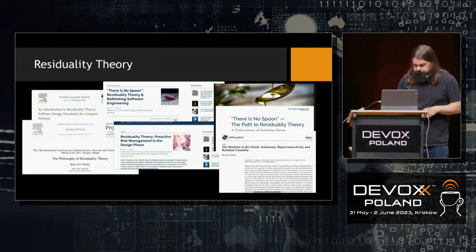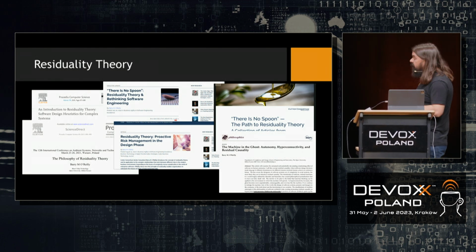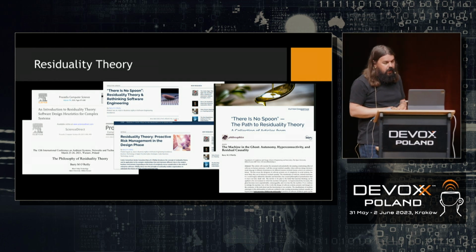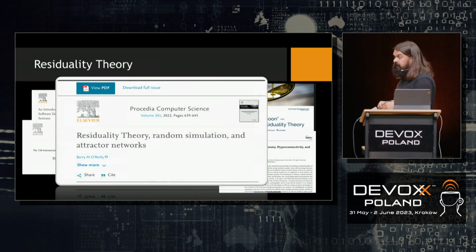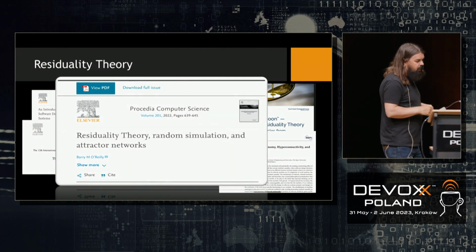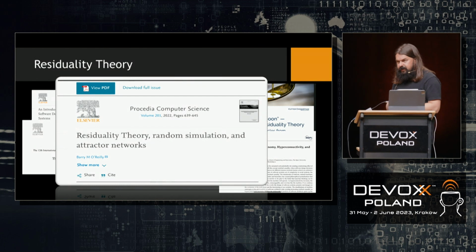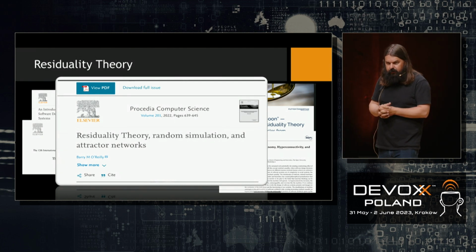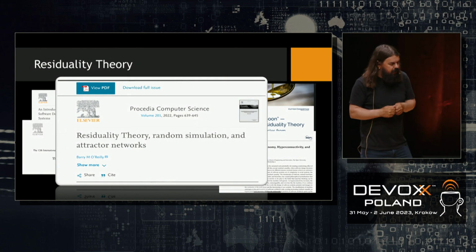Most of these ideas have been captured in a fair number of academic articles published in computer science journals and in philosophy journals. Most of what you've seen here today is in this article, Residuality Theory, Random Simulation, and Attractor Networks, which talks about all of the things that we've looked at here today. And so I hope that you find these ideas useful. Some people find this to be very, very challenging. It's challenging a lot of old ideas that we've had in our industry for a very long time about how we structure the reality around us.